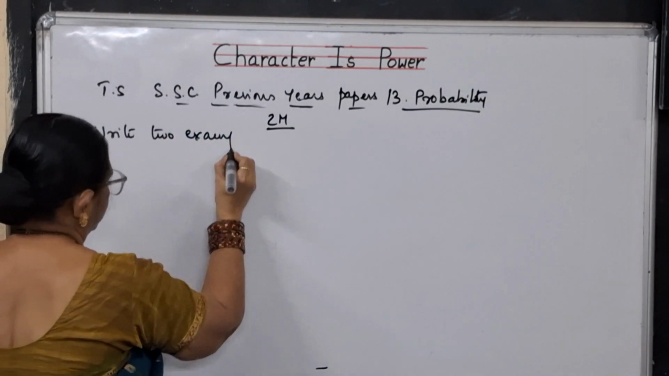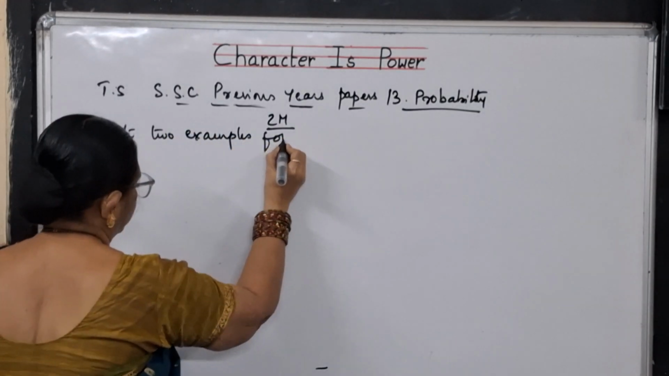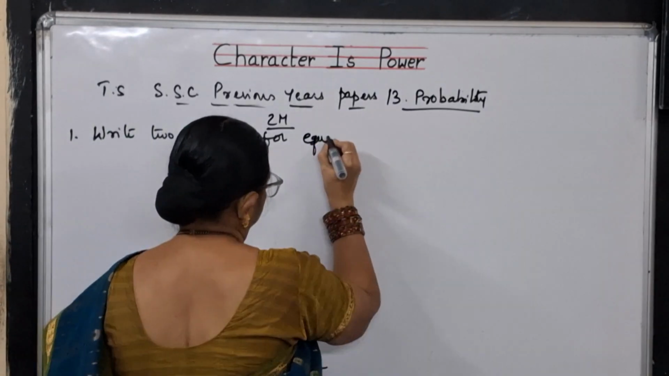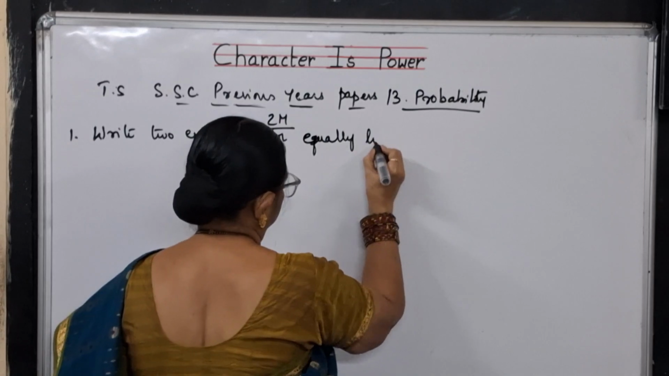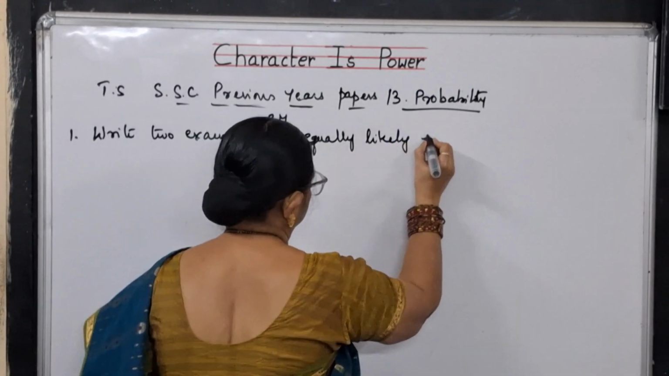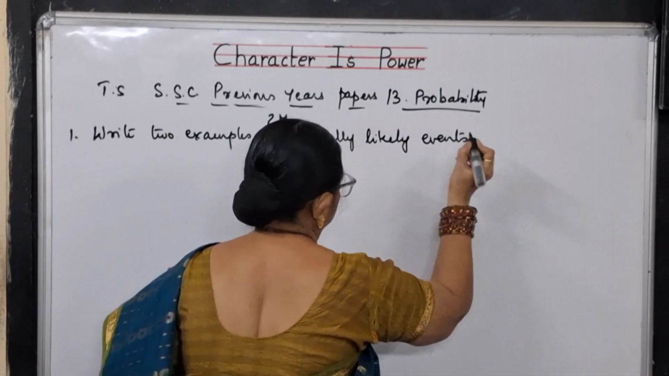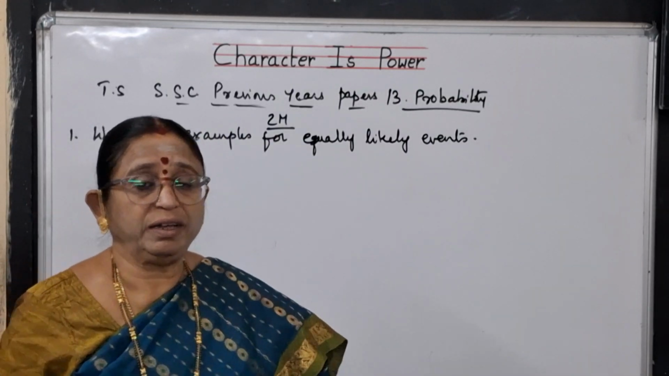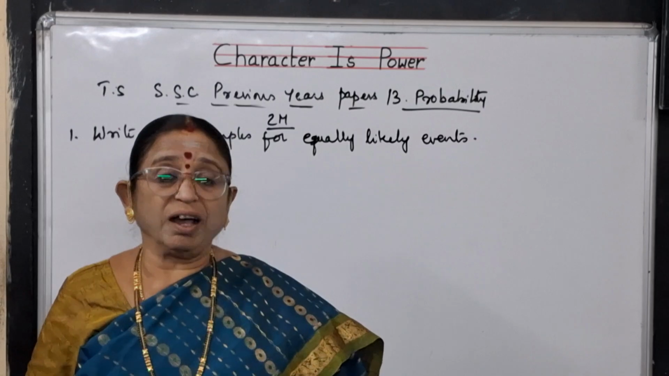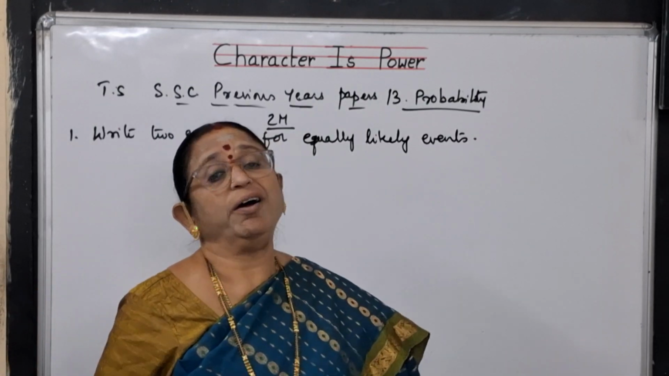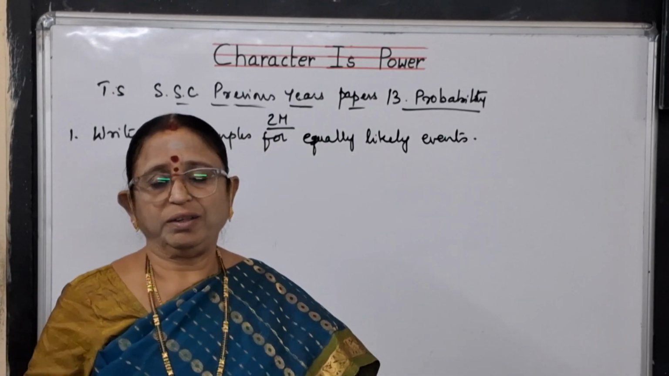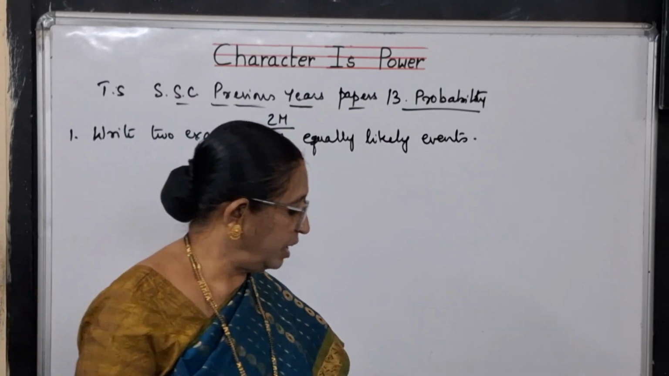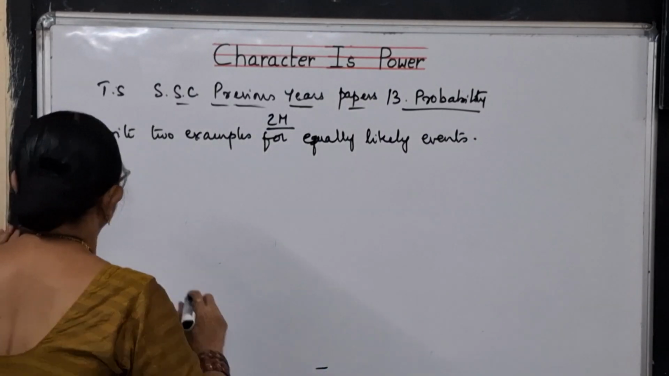Write 2 examples for equally likely events. What do you mean by this? Equally likely events means either there is a chance of getting through it or a chance of losing it. So both the chances are equal. Those are called equally likely events. 2 examples they are talking about.